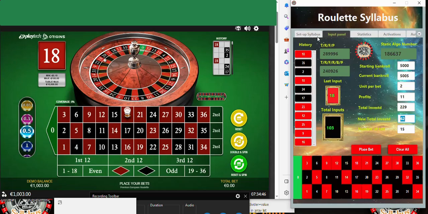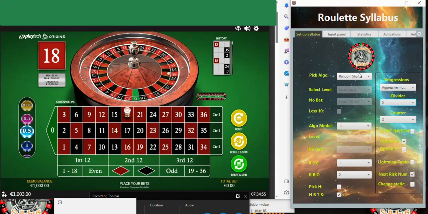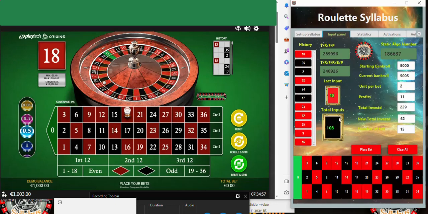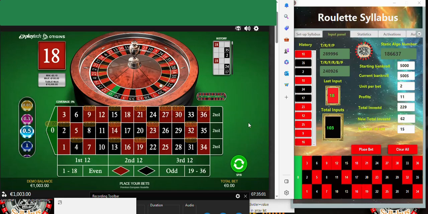So right now I'm going to divide it by 5, because I already know that if I divide 60 by 5, it is going to be a lower number. So I just change the divider number to 5 before the next prediction comes, which is very important. Before the next prediction comes.